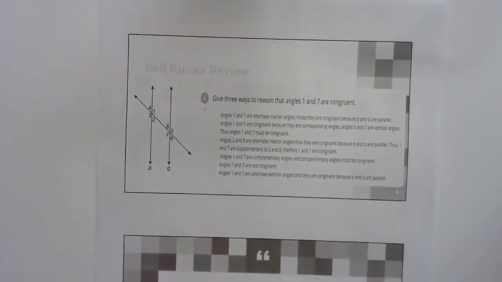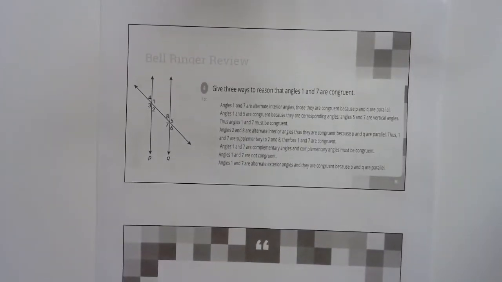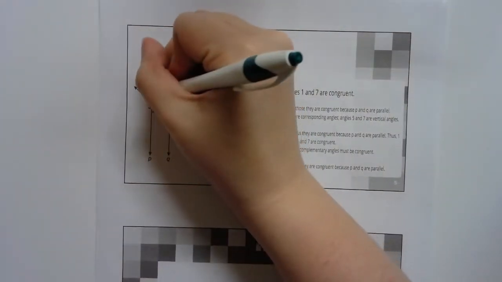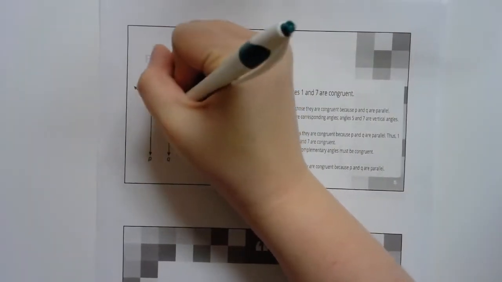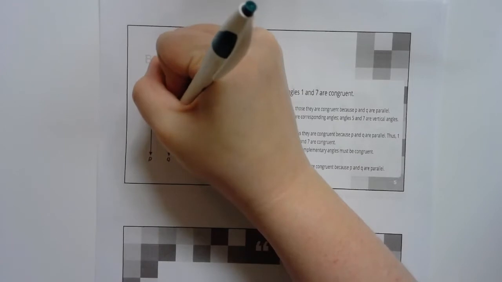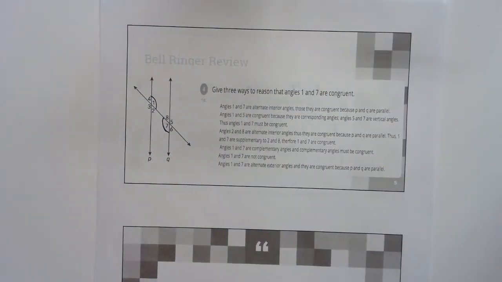Last question on the bell work said give 3 ways to reason that angles 1 and 7 are congruent. So this was a select all that apply. So we can take each one of these. So let's first mark angles 1 and 7. And we can use our notes from Friday to help us with this. So angles 1 and 7 are alternate interior angles. They are congruent because P and Q are parallel. So thus they are congruent because P and Q are parallel.